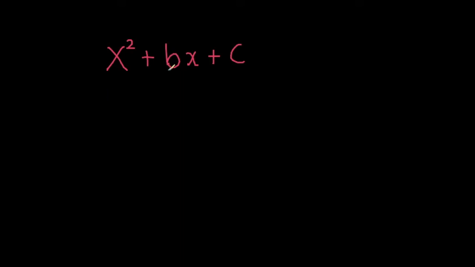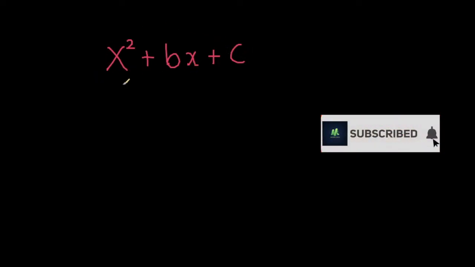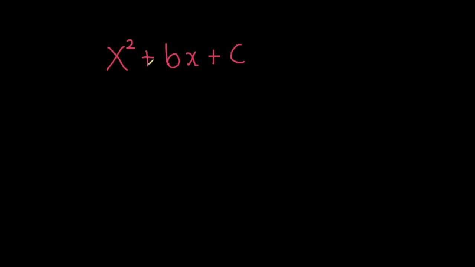We've already learned how to factorize quadratic trinomials of the form x squared plus bx plus c. But notice that the number in front of x squared in this form is always 1. So what if we have a number other than 1? What if we have, let's say, 3, 4, 5, doesn't matter. How would we be able to factorize this?